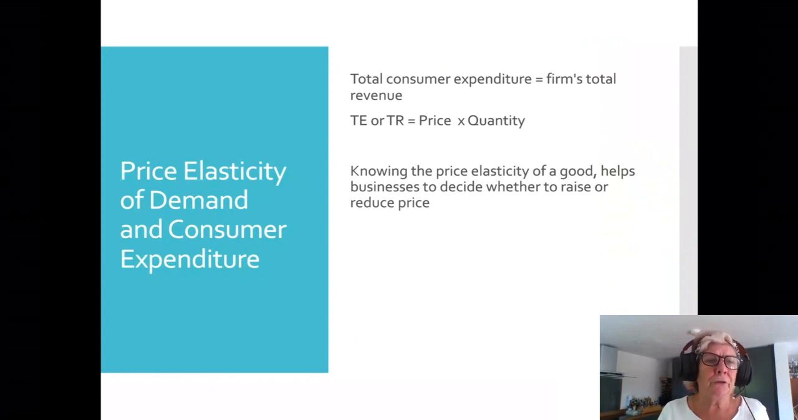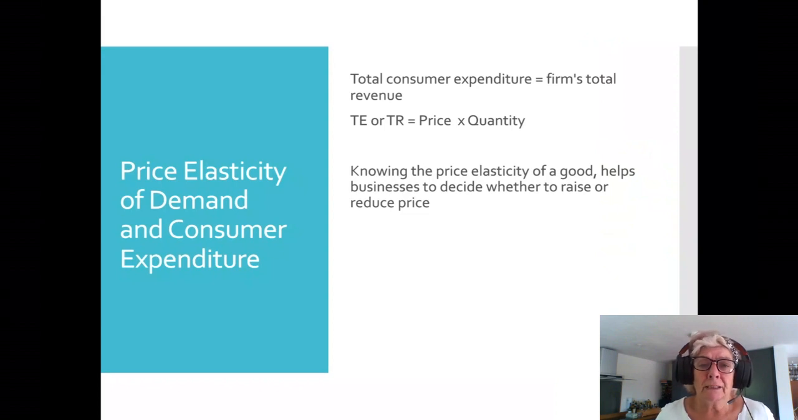Okay, so why do we really need to know about elasticity? Well, I think one of the most important reasons, from a business point of view, is that price elasticity of demand has a big impact on how much all consumers spend. And when we talk about total consumer spending, we're also talking about the revenue of a business, aren't we? The total revenue of a business.